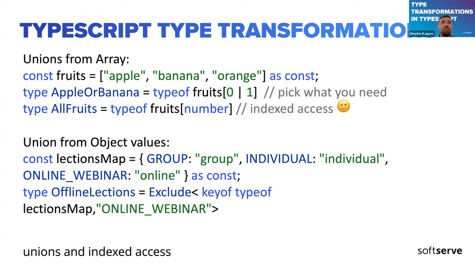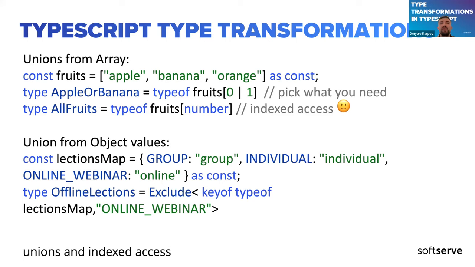Let's say we want to create a type which contains only offline lections, because if you take a look at lections map, we have group, we have individual, and we have online webinars, and we have as const here, just pay attention to this one. And what we are going to do is basically create a new type, offline lections. We are going to use the Exclude utility type.